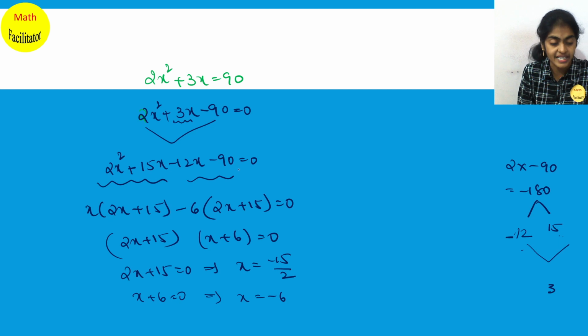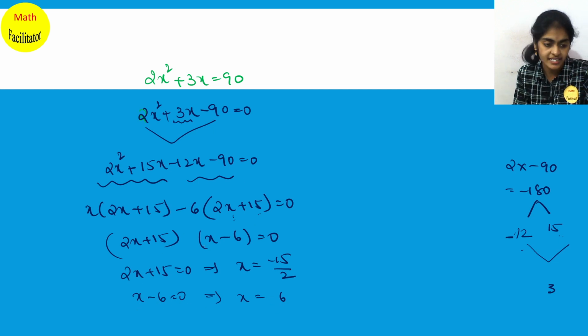Okay, so taking minus 6 common, then these values will be positive, isn't it? So this is minus 6 which is common. So if you are taking minus 6 common, you have x minus 6 is 0. So x minus 6 is 0 means x equal to 6.